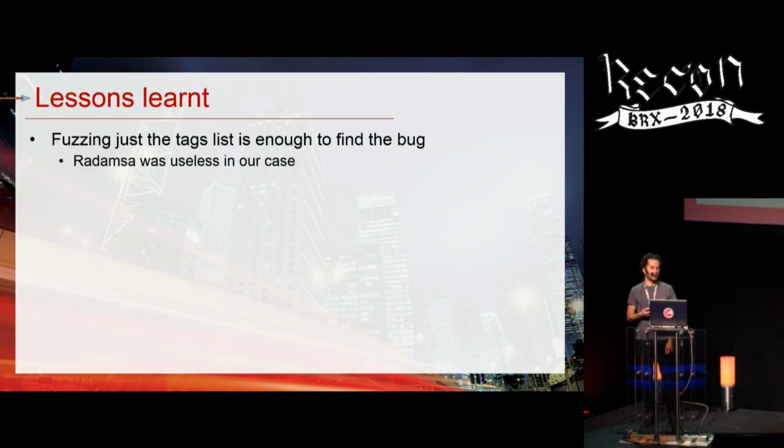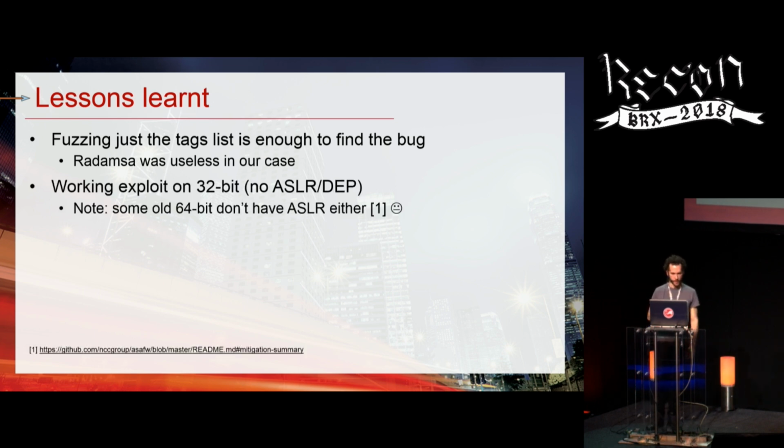So the first thing is, even though I've used Radamza to find the bug, in my case it was useless, because just taking the list of actual XML tags was enough to trigger the bug. The other interesting thing is, at the moment the working exploit is only on 32-bit, where there is no ASLR and DEP. If you want to have it working on 64-bit, it requires a little bit more work, because you need to find a remote leak.